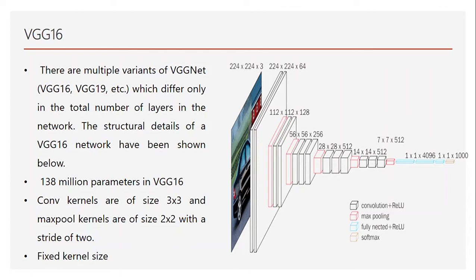The architecture uses 3x3 kernel size convolutional layers, and max pooling with a 2 by 2 kernel size in a stride of 2 manner. And the kernel size in this network is fixed. That means in every convolutional layer there is a 3 by 3 kernel size only. That's why it's called fixed kernel size.